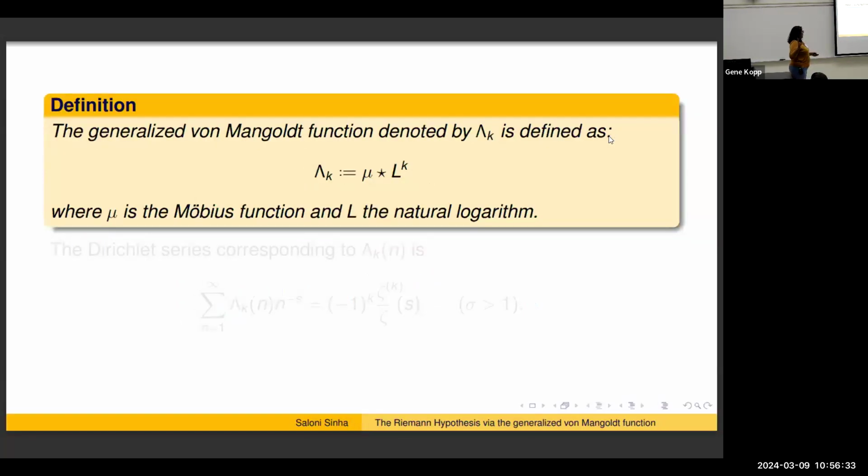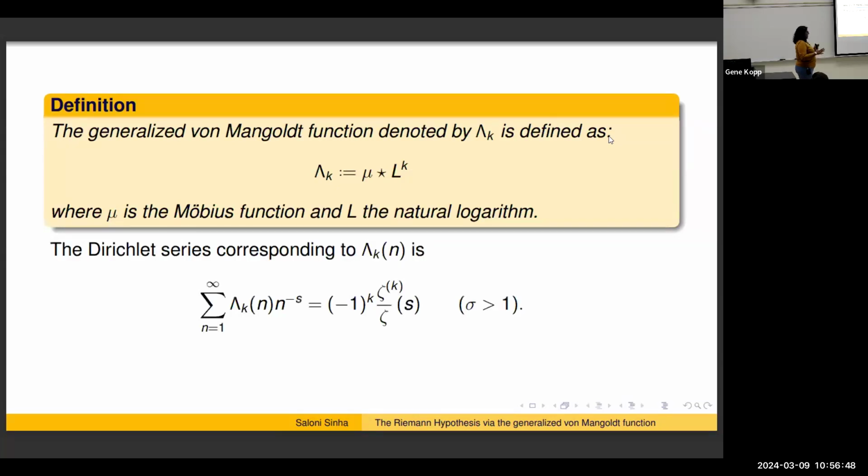And the second arithmetic function I want to introduce is the generalized von Mangoldt function, which is defined as the convolution of the Mobius function and L to the power k, where L is the natural log function. And the Dirichlet series, it's not too hard to compute. The Dirichlet series corresponding to this is -1 to the k, the kth derivative of zeta over zeta.